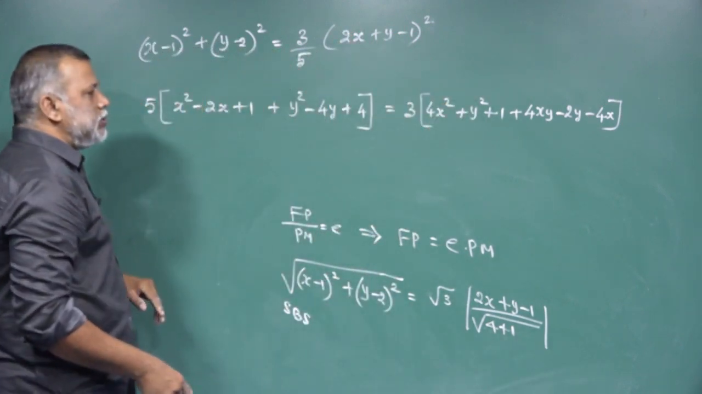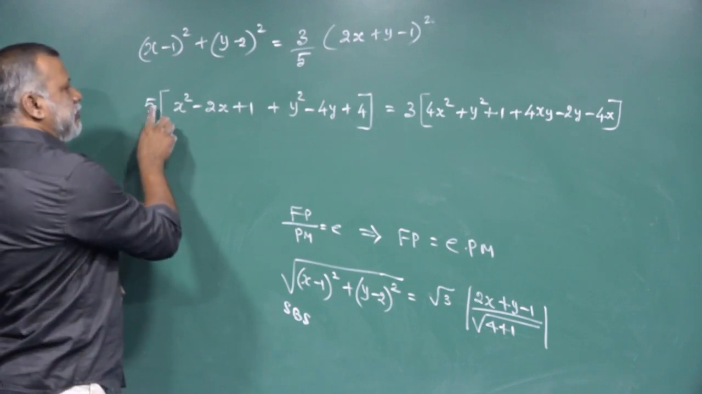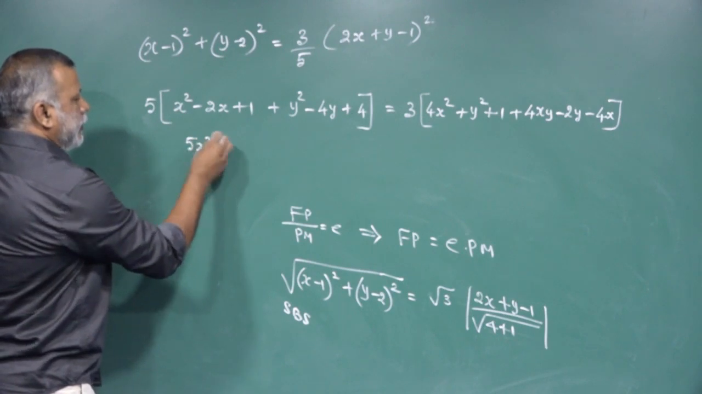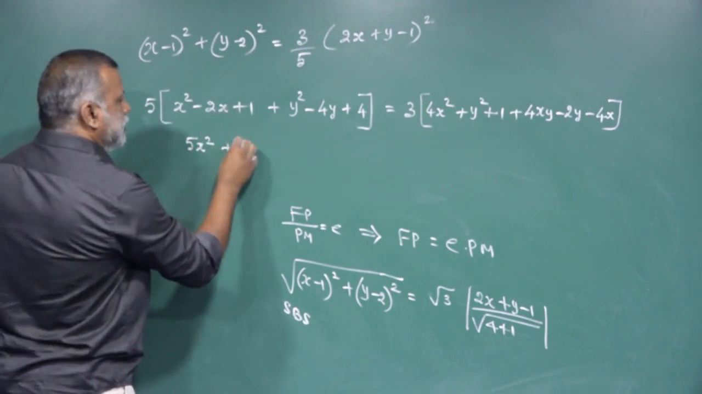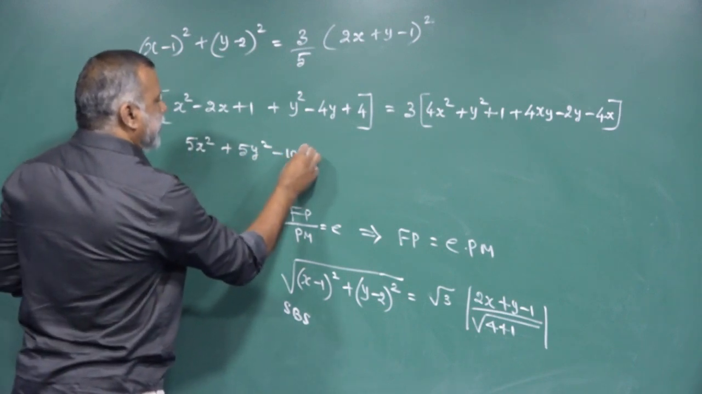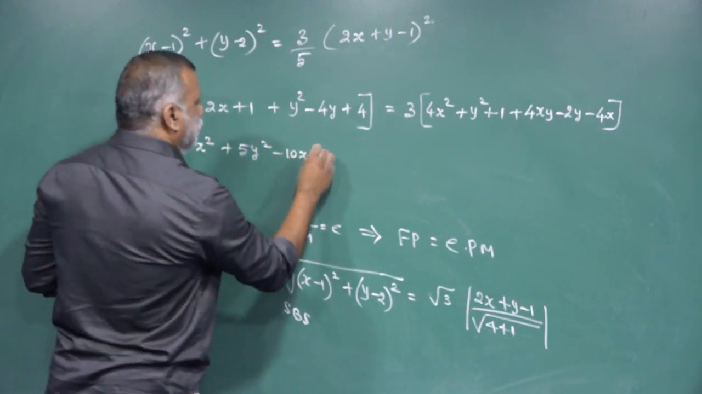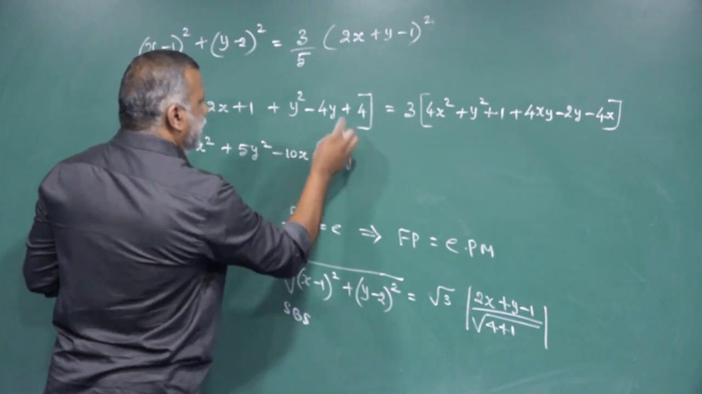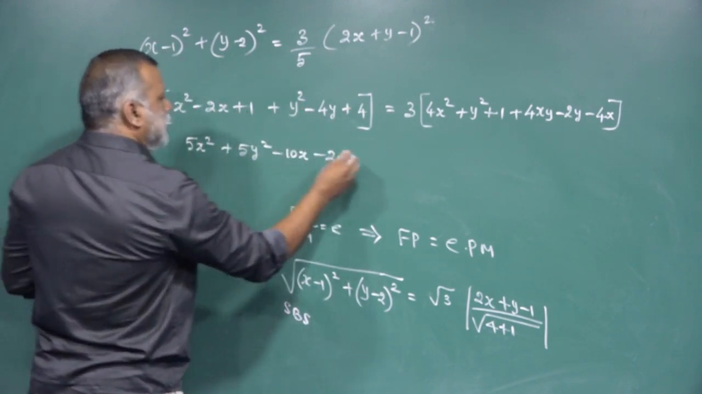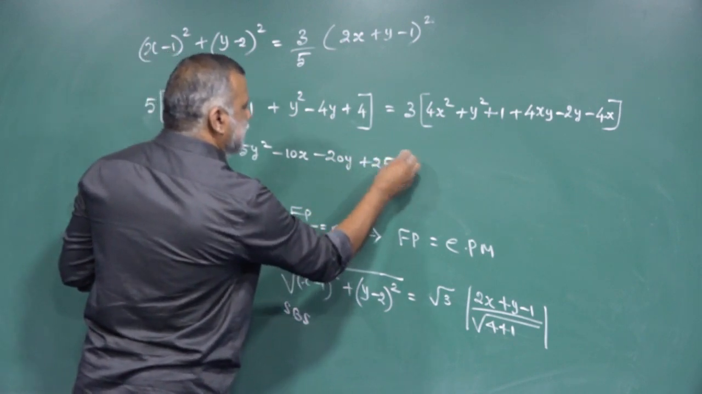We are going to simplify this one. This 5 is multiplied inside. We get 5x squared first, again 5y squared, again 5 twos are minus 10x, again 5 into 4, minus 20y, and again one more 5 fours are 20 plus 5, 5 fives are 25. This is your LHS result.